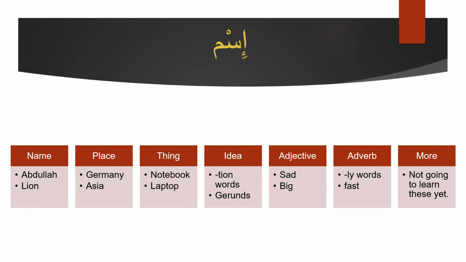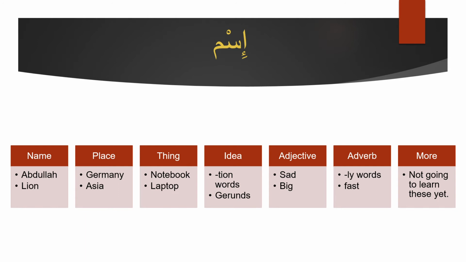And then there's more. Yes, an ism can be a place, thing, name, idea, adjective, adverb, and more. This more, we are not going to learn yet. We just know that there's more, but we'll not learn about it yet. Just understand that there is more. It is name, place, thing, idea, adjective, and adverb, and more. Got it? There's more to this. Ism is not just this much.